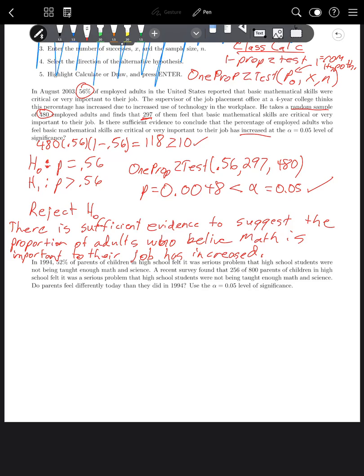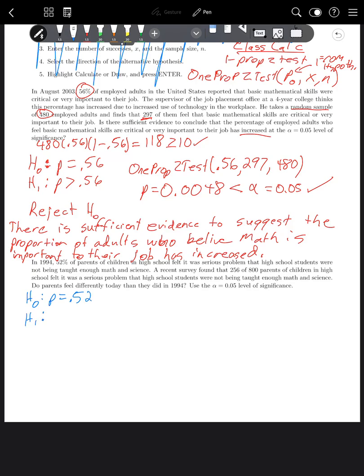Okay, so I'm going to skip over the first step here because 800 times 0.52 times 1 minus 0.52 is definitely going to be greater than or equal to 10. So we should be good to do a hypothesis test. So let's go ahead and write our hypotheses. The first one is always that we equal whatever the value was. So in this case, p equals 0.52.